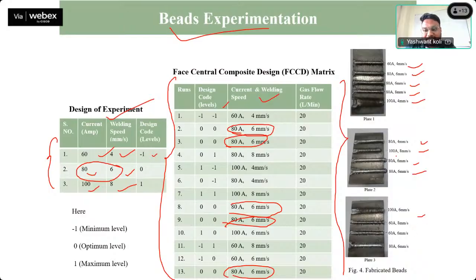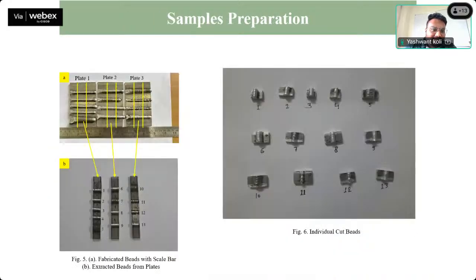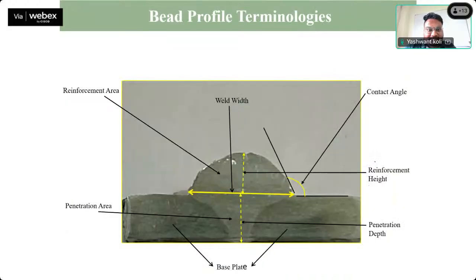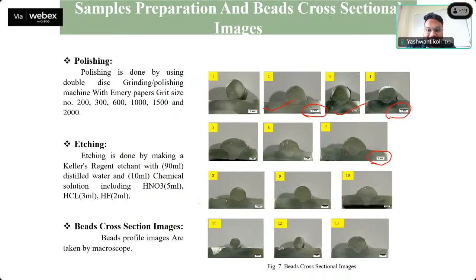So after the process parameters, he has cut plate 1, plate 2, plate 3. This is the cross sectional. This is the small sample preparation. You can see the cross sectional image with the scale bar. So with the ImageJ software, you can find out this welding width, penetration, and deposition.